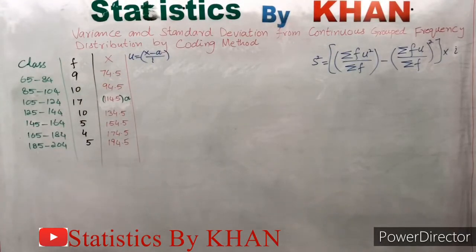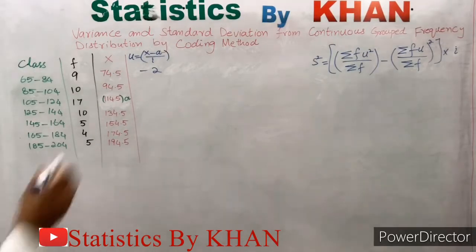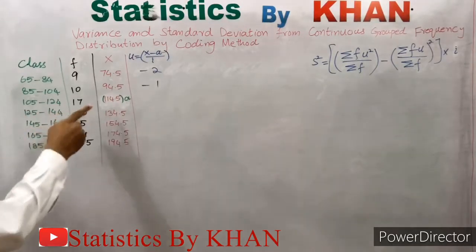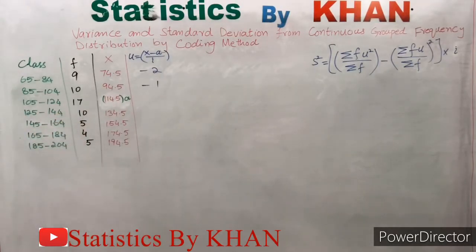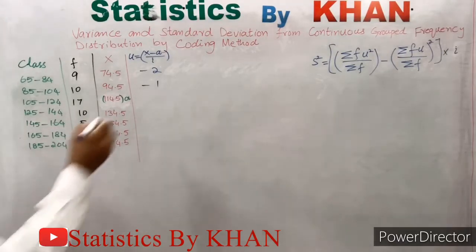So if we subtract 114.5 from 75.5 and the result is divided by the class interval 20, we will get -2. Similarly, if we subtract 114.5 from 94.5 and the result is divided by the class interval which is 20, we will get -1. Now if we subtract 114.5 from 114.5, we will get 0, and if we divide it by 20, again we will get 0.